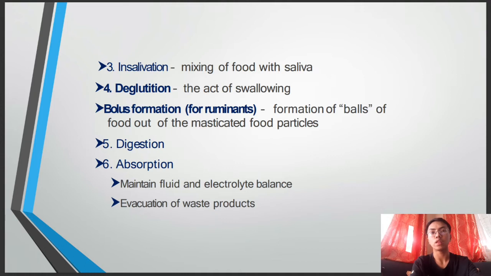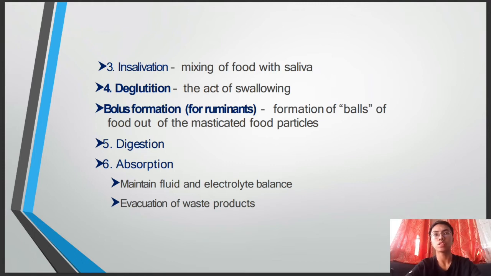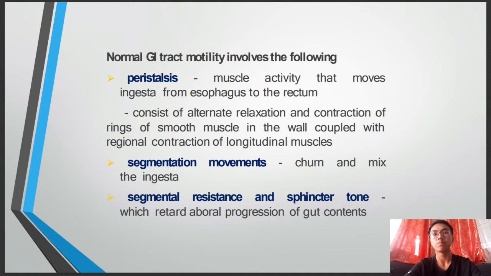Maintain fluid and electrolyte balance. Evacuation of waste products. So, next slide. Normal GI tract motility involves the following. Peristalsis is the muscle activity that moves ingesta from the esophagus to the rectum, and it consists of the alternate relaxation and contraction of rings of smooth muscle in the wall coupled with regional contraction of longitudinal muscle.